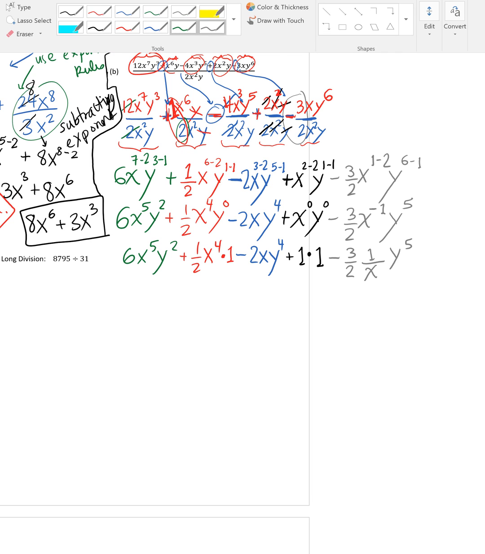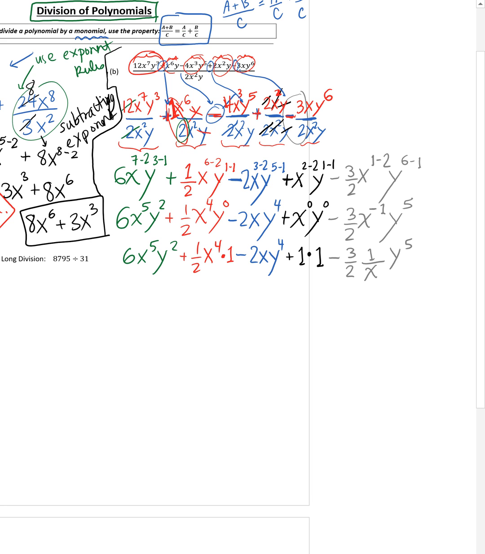Alright, I'm just going to clean this up and write it one more time. So we already said the first term was good the way it was. I'm going to leave it as is. The second term, I don't really need this 1 because 1 times anything is that thing. I'm just going to drop it. The next term was perfect as is. The next term is a 1 times a 1, which is just 1.